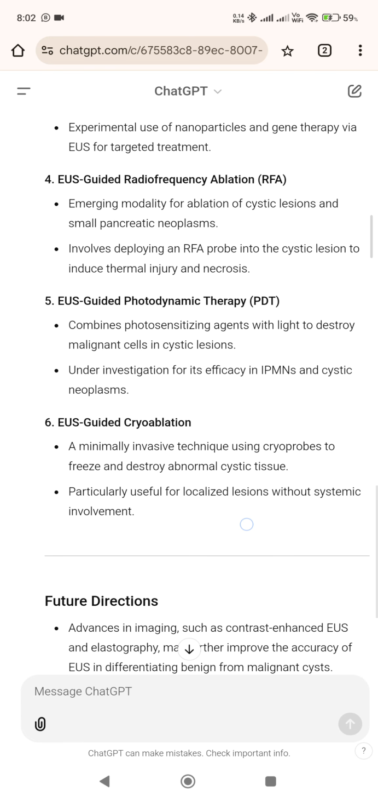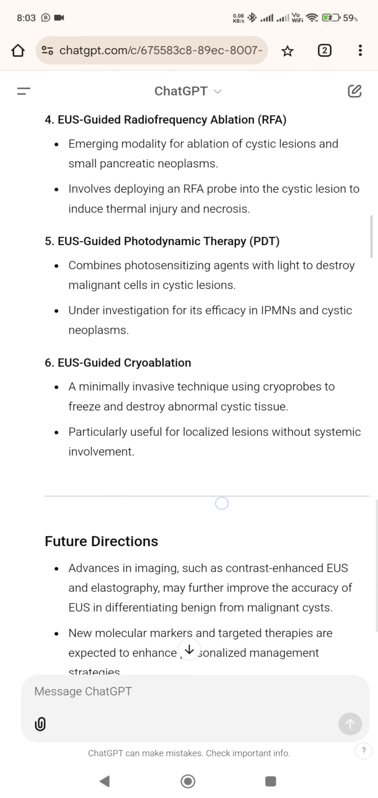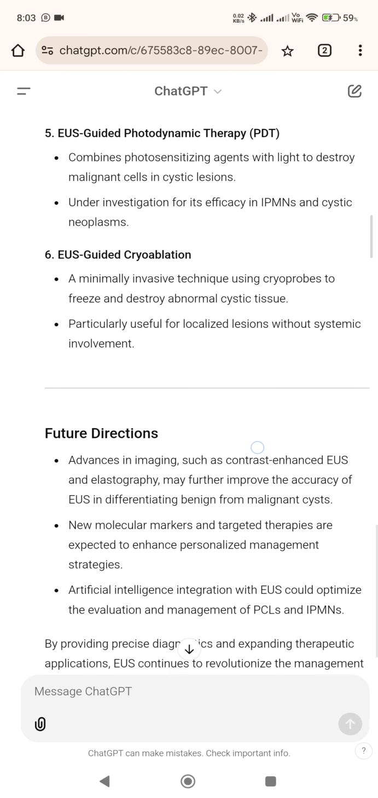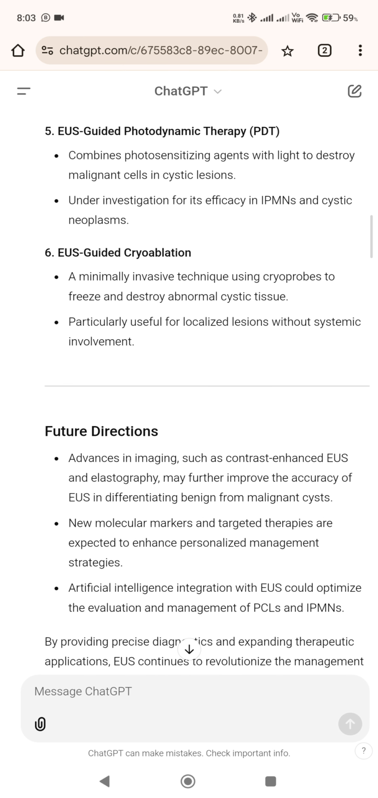4. EUS-guided radiofrequency ablation, RFA, emerging modality for ablation of cystic lesions and small pancreatic neoplasms. Involves deploying an RFA probe into the cystic lesion to induce thermal injury and necrosis. 5. EUS-guided photodynamic therapy, PDT. Combines photosensitizing agents with light to destroy malignant cells in cystic lesions. Under investigation for its efficacy in IPMNs and cystic neoplasms.